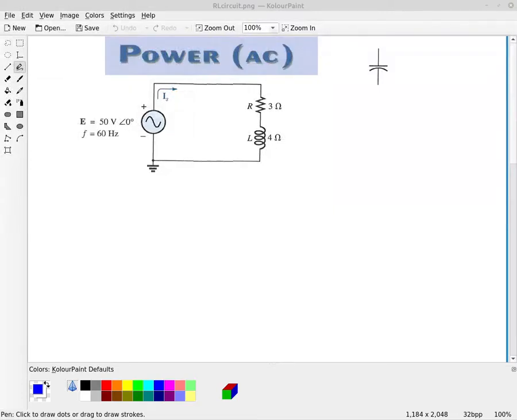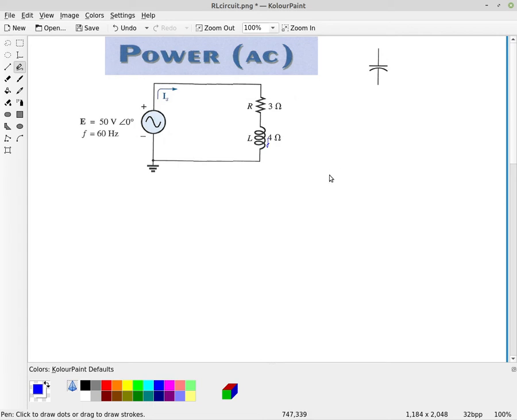So this video is going to discuss AC power. But before we actually get into AC power, I want to talk about the impedance triangle. So here we have a resistor of 3 ohms and an inductor of 4 ohms. And remember, the inductor has an angle of 90 degrees.